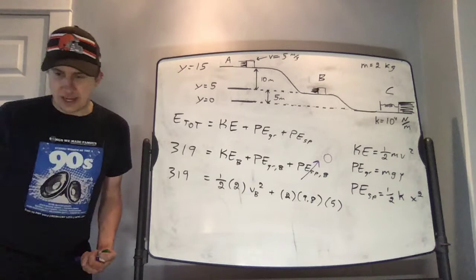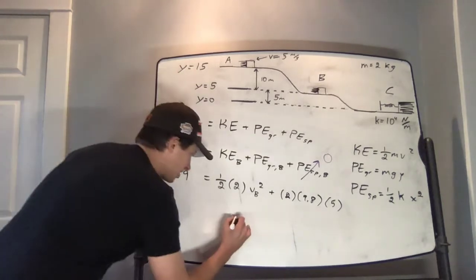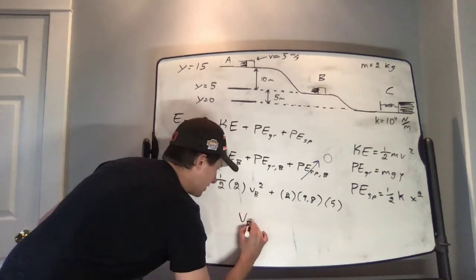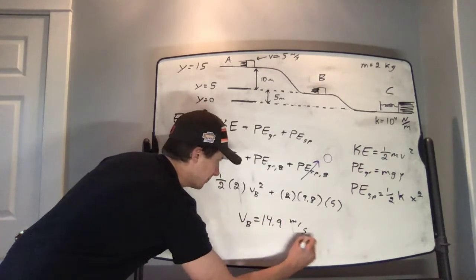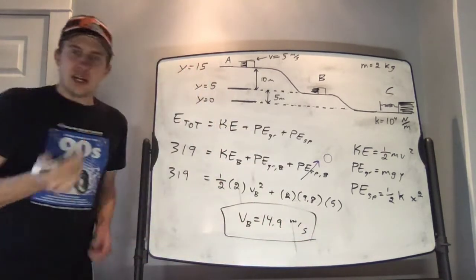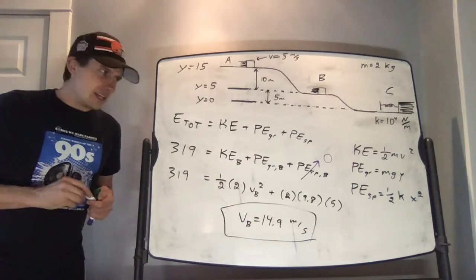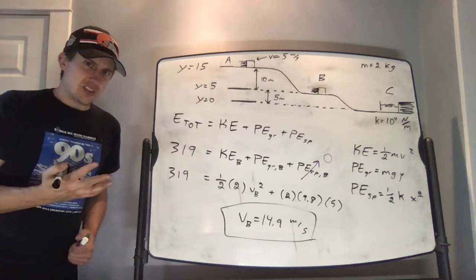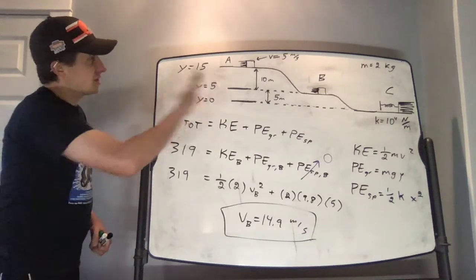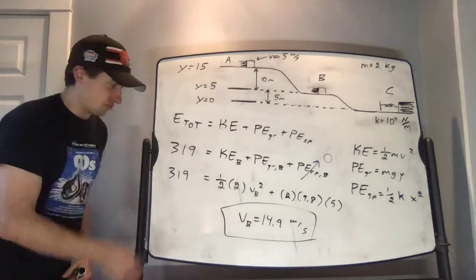I put this number in a calculator and I find the speed of the box at moment B is 14.9 meters per second. So this is the answer to part A of this question. Part B of this question asks us what was the maximum compression of the spring.